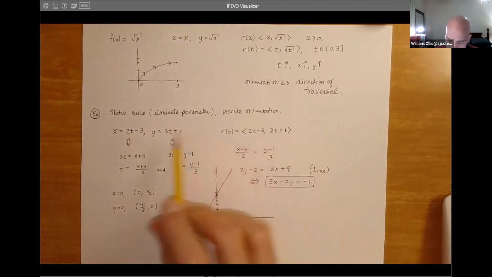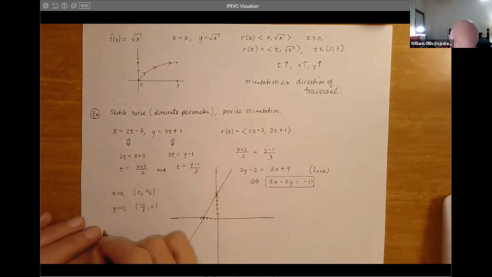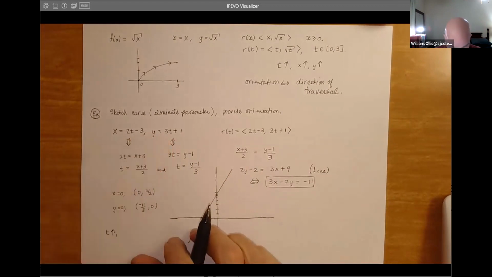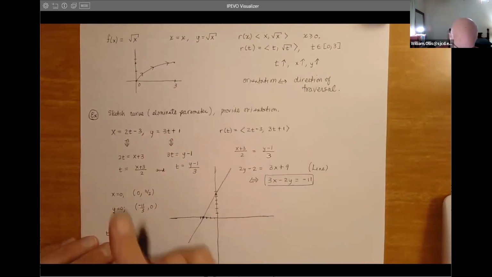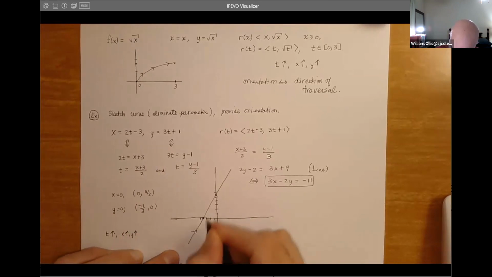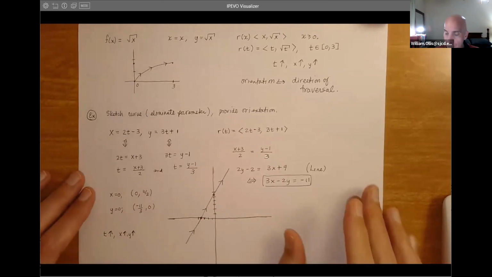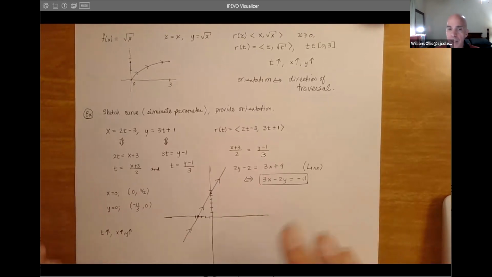And now, of course, we can see here, at least from t, if t is growing, so to speak, getting larger, so we can say t is increasing, then we see the same is happening. If we even think of these as derivatives of these two functions with respect to t, x is doing the same. It's increasing and so is y. So now we can see that the traversal has this orientation. So again, the parameterization affords us an orientation.